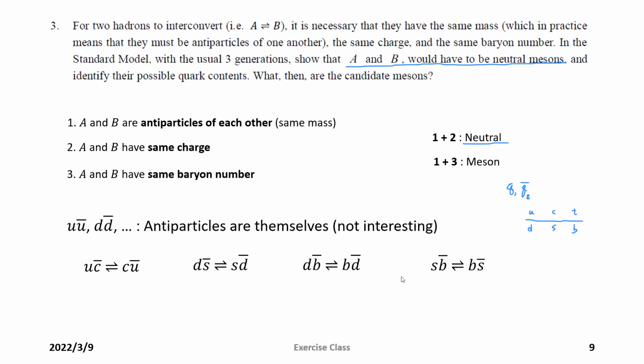And from the quark contents, we can conclude that the candidate mesons are the D mesons, kaons, B mesons, and the strange B mesons. So these are the 4 possible candidate mesons which can undergo interconversion.